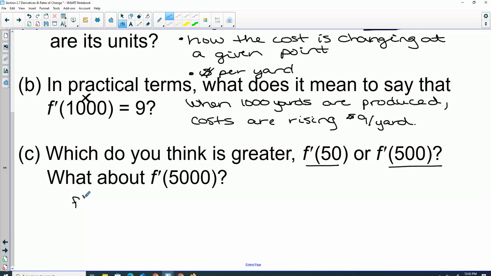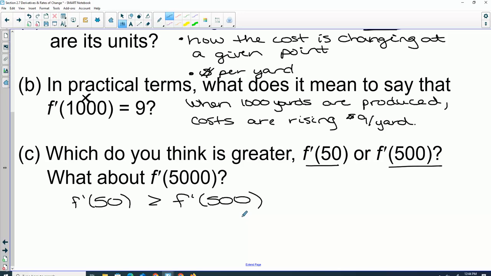So I would expect that the rate of change at 50 would be greater than at 500. If I'm only ordering 50, ordering one additional shirt will probably cost more than if I'm making 500 and order one additional shirt. Do you guys agree with that? Okay. Now here's the next question.